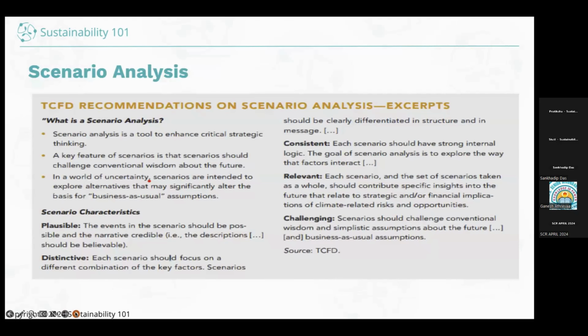So what is scenario analysis? In common sense, it is just a tool to enhance your critical thinking, where you paint a picture of the future, apart from the business as usual. I'll give you a very crude example.